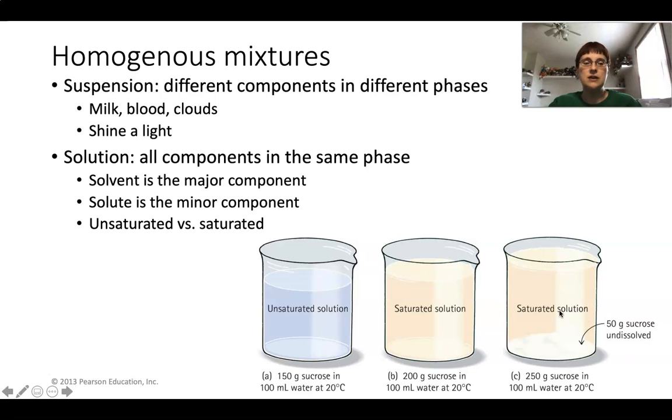Beaker C is also saturated compared to beaker A. We've got 250 grams of sucrose that they attempted to dissolve in there. But they're saying that 50 grams of sucrose, so yeah, it's actually the same saturation as beaker B, sorry. So they're saying 50 grams of sucrose is sitting undissolved on the bottom of the beaker. So in this case, for this amount of water, 200 grams of sucrose is the maximum amount that can go into the solvent. So this is at maximum saturation. Can't get any more of the solute to go in.